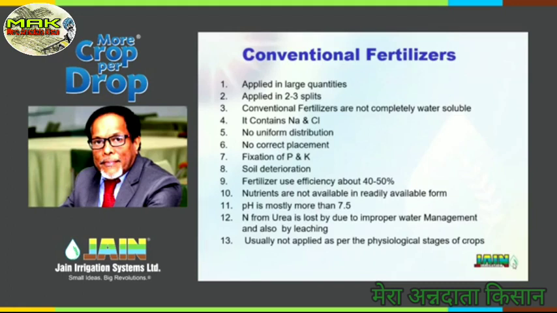Another thing about conventional fertilizers is that they are made into complex molecules, so their nutrients are not easily available to the crop. And many of them have a pH of more than 7 or 7.5, which means they are turning towards alkaline. Large chunks of Indian soils, the central Indian states, are all alkaline soils. So you are adding to the alkalinity.